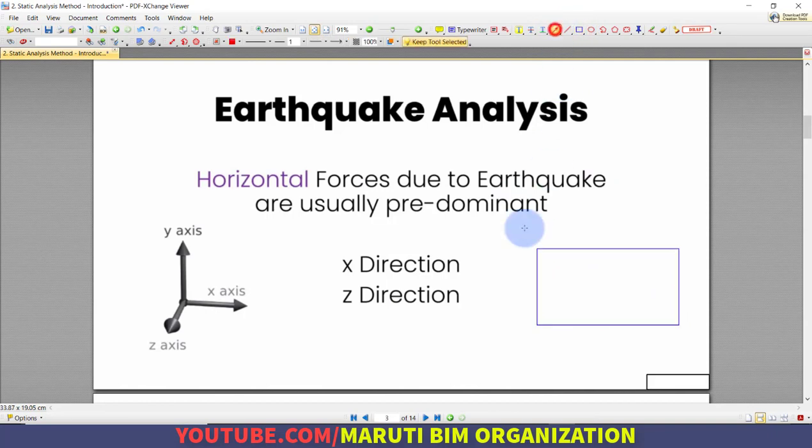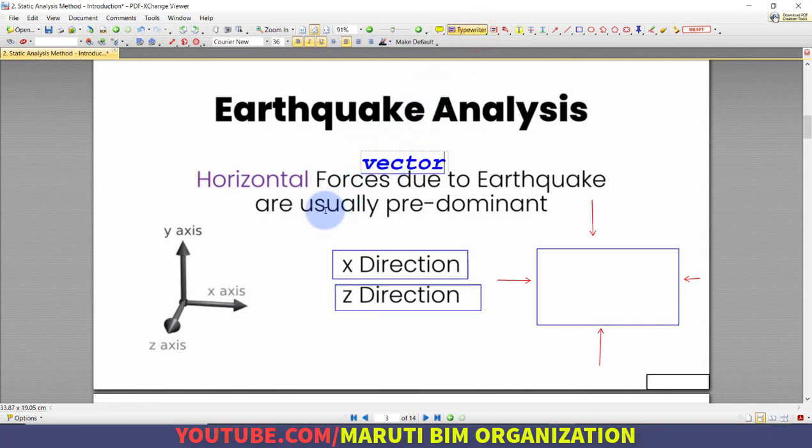So the forces that are coming from the horizontal direction, that is positive x direction, negative x direction, positive z direction, negative z direction. So these are the four forces that we are going to find out during the analysis of the earthquake as per IS 1893 Part 1 2016 revision, and horizontal forces are the predominant forces. So we are ready to find the forces in the two directions. One is the x direction and another one is the z direction. And as you know, force is a vector quantity.